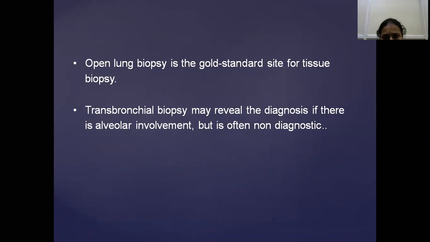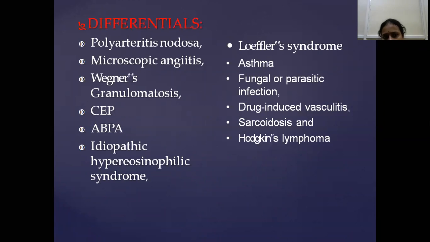Open lung biopsy is the gold standard for tissue biopsy. Open lung biopsy shows eosinophilic infiltration. Transbronchial biopsy may reveal the diagnosis if there is alveolar involvement, but it is often non-diagnostic. Open lung biopsy is the diagnostic procedure.